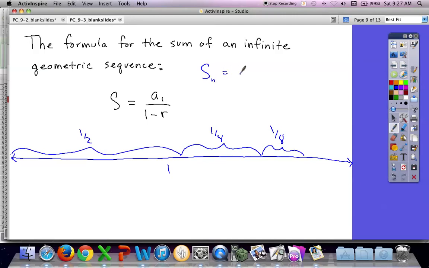S sub n equals A1 times 1 minus r to the n over 1 minus r. What you're going to notice is, in fact, if these terms are getting smaller, that means r is less than 1. Absolute value r is less than 1. And if I take a number, a fraction that's less than 1, and I let this n become really, really large, then that term is going to approach 0. And if that term goes to 0, we lose that term. We're left with the formula, which is A1 over 1 minus r.